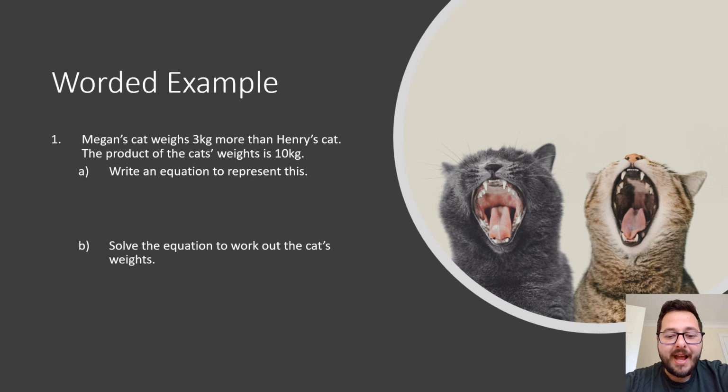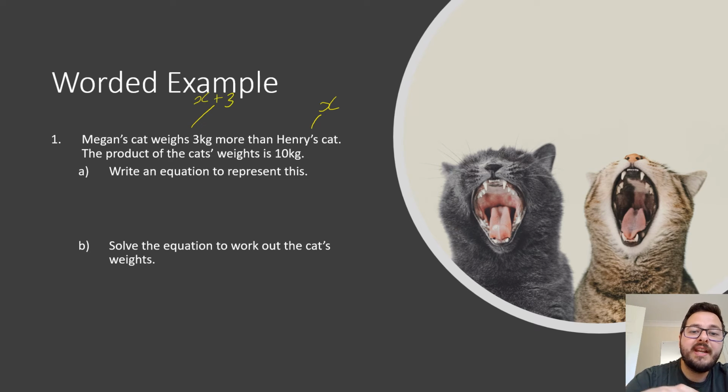Alright then, so let's have a pop at a worded example. Megan's cat weighs 3 kilograms more than Henry's cat. The product of the cats' weights is 10 kilograms. Write an equation to represent this. Okay, well let's say Henry's cat is x, then Megan's cat is 3 kilograms more, so that is x plus 3. And we've got that their product is 10. So x times x plus 3 is 10. And then if we expand these brackets, we're going to get x squared plus 3x equals 10.